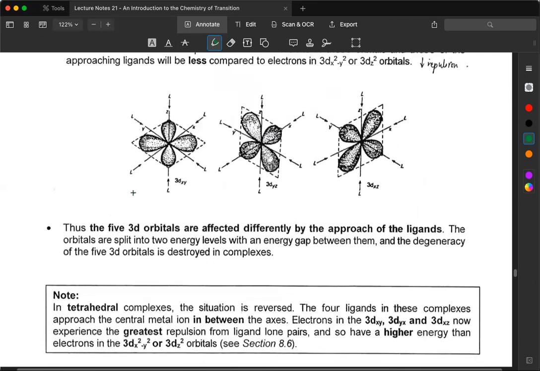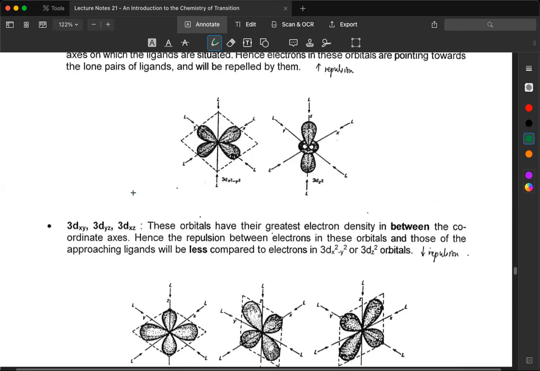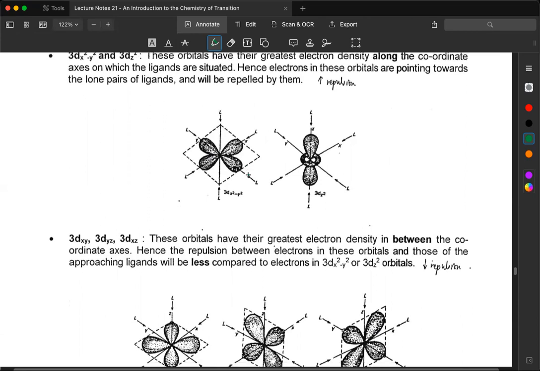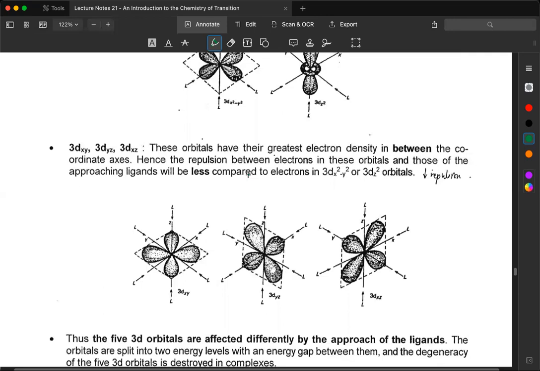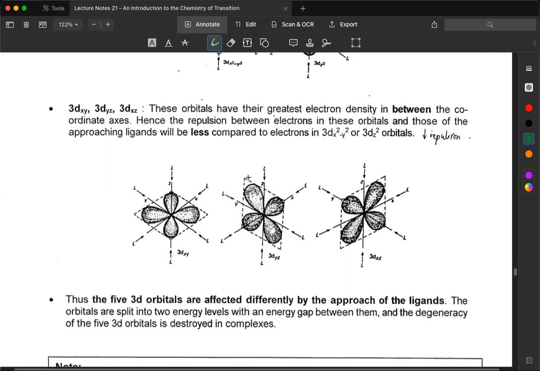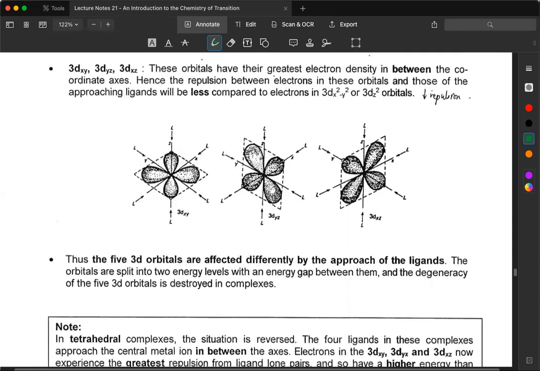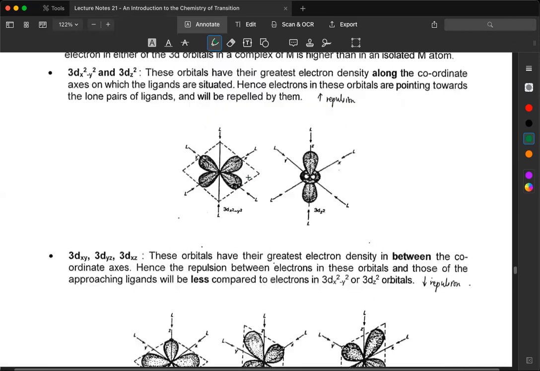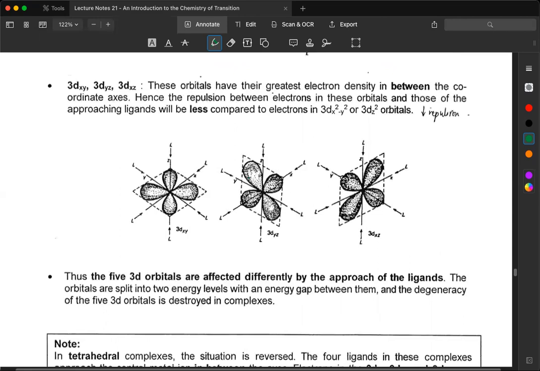So the 5 3d orbitals are affected differently by the approach of ligands because of the orientation, you see. Because these two are where the lone pairs of electrons of the ligands are, very close. This one is between axes, so not so much. So these 3 and these 2 are affected very differently. The orbitals are split into 2 energy levels with an energy gap between them, and the degeneracy of the 5 orbitals is destroyed in complexes. So in complexes, no such thing.